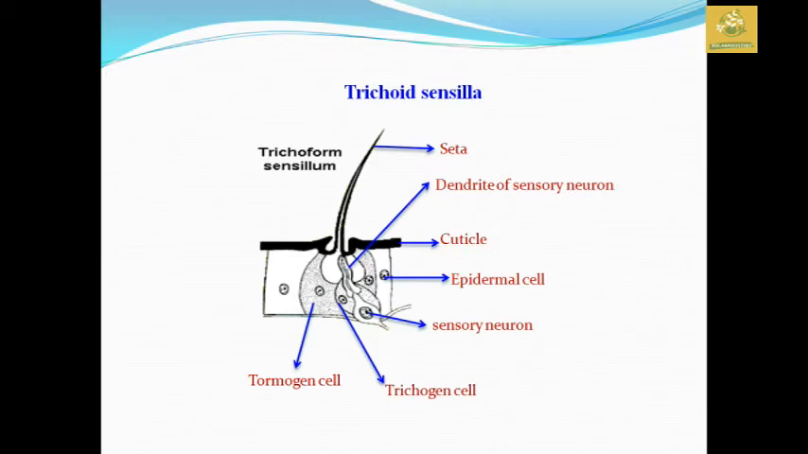While seeing the form as well as the picture of trichoid sensilla, they are comprised of seta, dendrites of sensory neurons, as well as cuticle, epidermal cells and sensory neuron, surrounded by a tormogen cell as well as trichogen cells. We have already seen the body wall structure where you can see the cuticle, and now we are going to see the different classification of cuticle which acts as a sensory organ in the insect body. So we have finished seeing the trichoid sensilla.